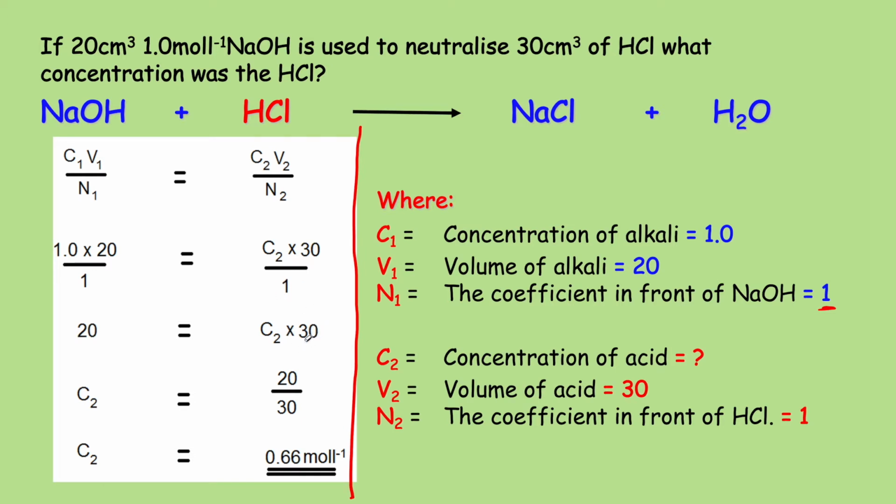Anything divided by 1 is just itself, so that's why you can basically just get rid of the 1s. So you know from this that 20 equals C2 times 30. Now to get rid of that 30 and just get C2, you have to divide both sides by 30, which is what's happening here. So 20 divided by 30 is what C2 would be, which is 0.66 moles per litre.